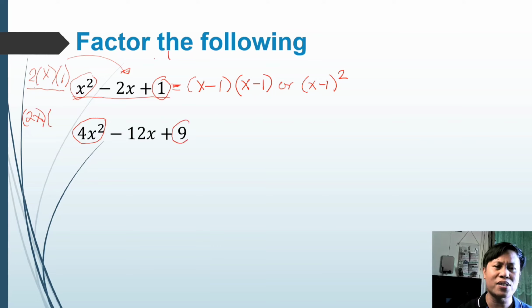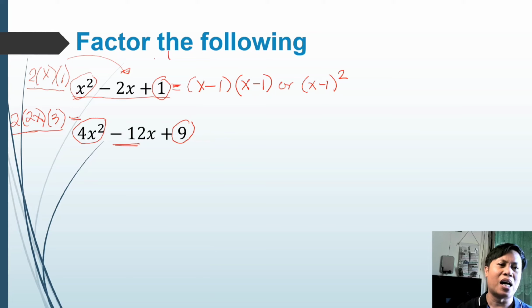How about the last term? You have 9. The square root of 9 is positive 3. Okay? So, 9 is a perfect square. Then we multiply the square root of the first term and the square root of the last term by 2. If the result is equal to the middle term, that means this trinomial is a perfect square.